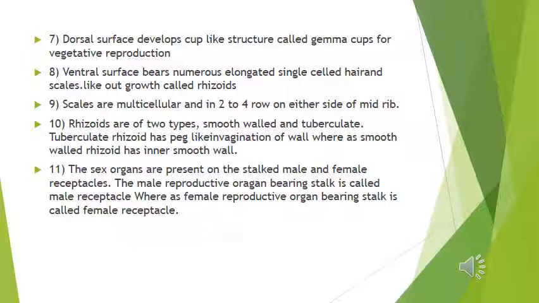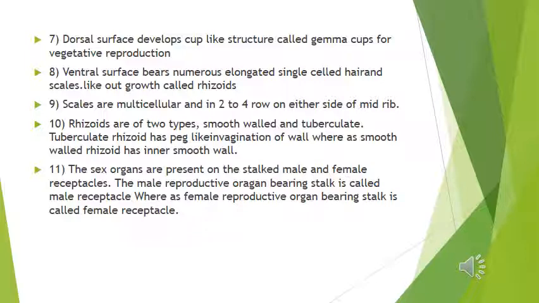Each branch of the thallus grows indefinitely by means of a growing point situated at the apex of the thallus in a groove called the apical notch. That means on the upper side you will see the apical notch, and near the apical notch the gemma cup will be there. The ventral surface of the thallus bears rhizoids and scales on both sides of the midrib.